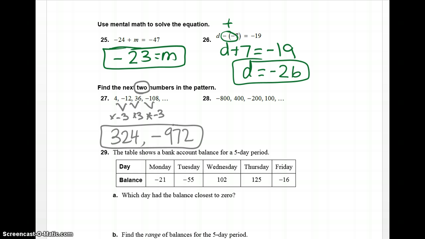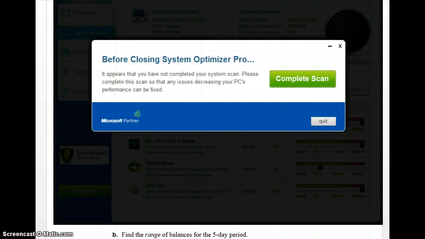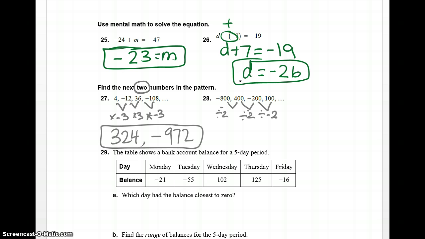Now on to 28. Again, I have every other integer negative, so I'm either multiplying or dividing by a negative integer. Here, we see that our numbers are going down, so it will be a division problem. To get from 800 to 400, I divide by negative 2, and then divide by negative 2. Now you could also think about multiplying by negative 1/2. Either one would be okay there.